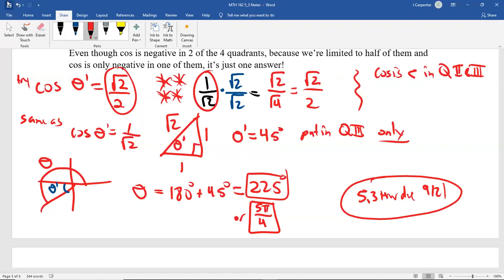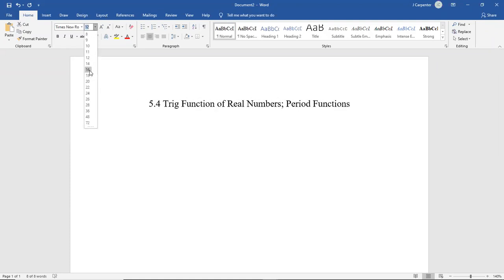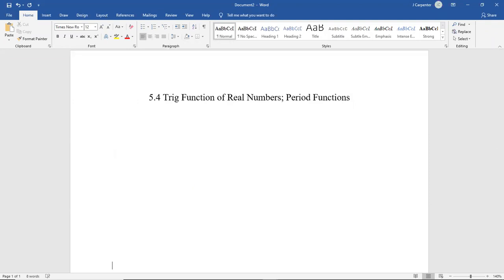All right, so let's save. Is Word gonna crash? 5.4. Trig functions, trigonometric functions of real numbers, and periodic functions. It's in the center. Make it just a little bigger. Spacing, enter 10,000 times.